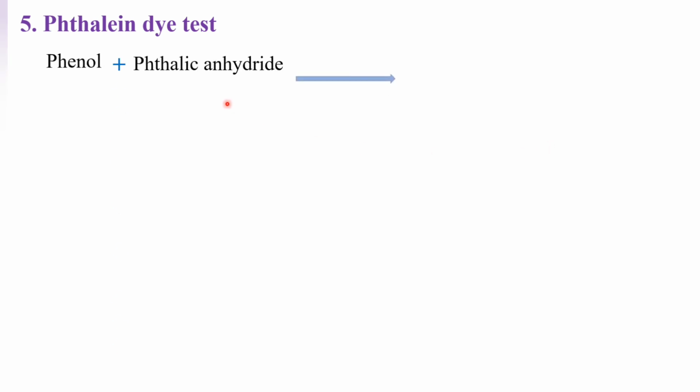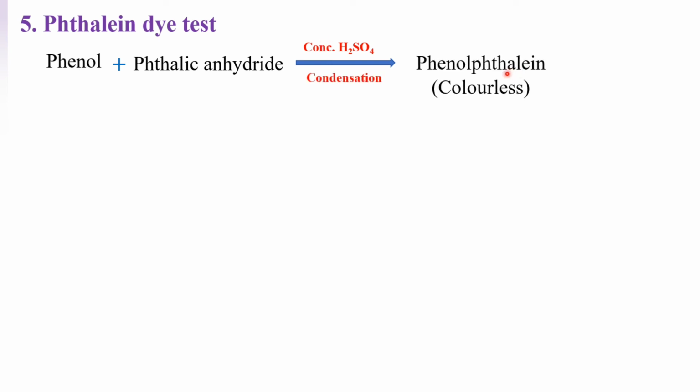Now we'll see the last test, that is called the Phthalein dye test. So here we have taken 2 molecules of phenol and that is treated with phthalic anhydride in the presence of concentrated sulfuric acid. It undergoes condensation. Here the sulfuric acid is acting as a dehydrating agent. So one molecule of water is removed and we are getting phenolphthalein, that is colorless.